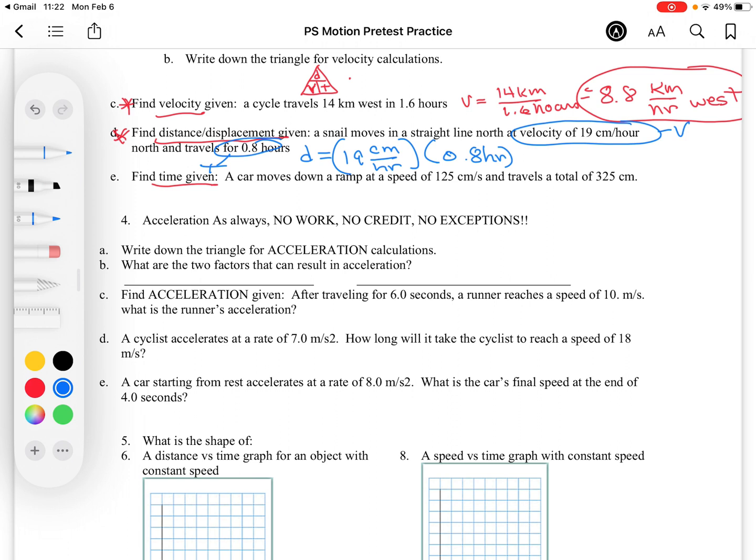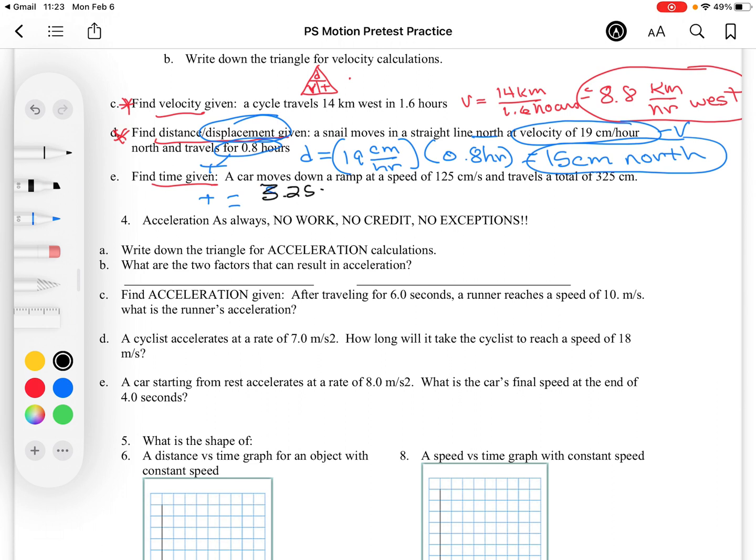This is my velocity, and here's my time. Times 0.8 hours. And that equals, I did that wrong, clear, 19 times 0.8 will be 15 centimeters, and we're going to be moving north. Which means what we found here is displacement, because it has direction.